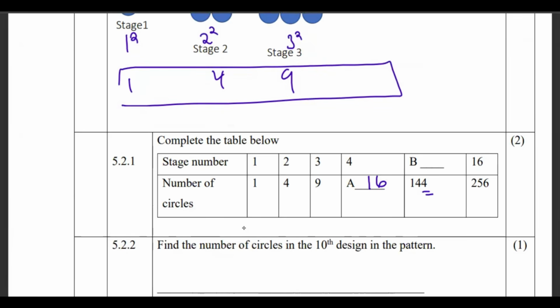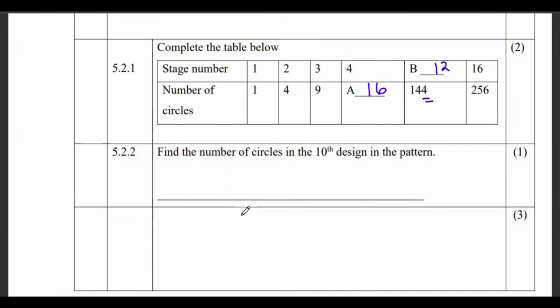What gives us 144 is going to be 12. Okay, then find the number of circles in the 10th pattern. So T10 is going to be 10 times 10, which becomes 100.